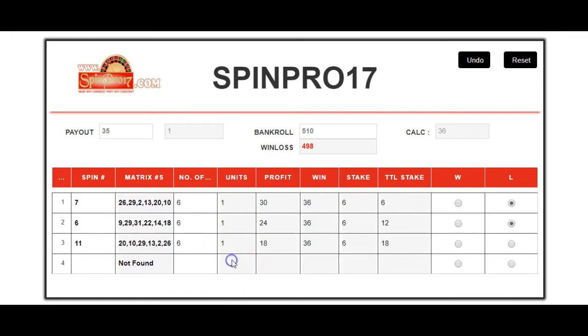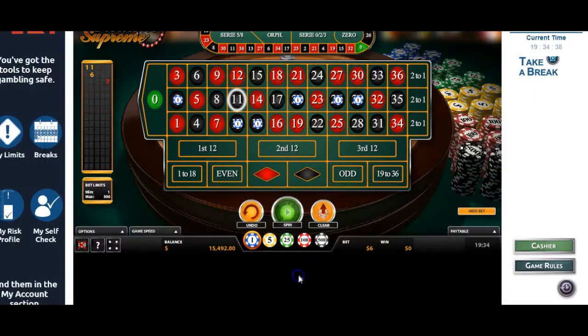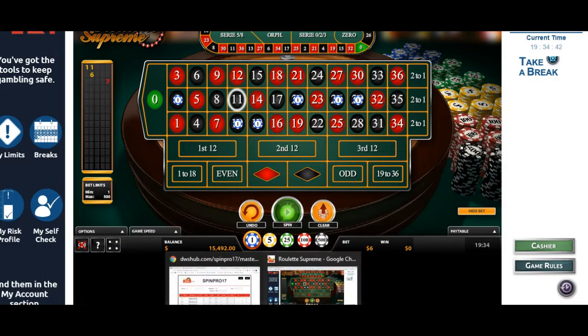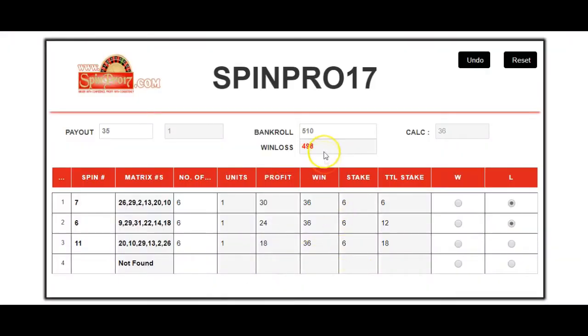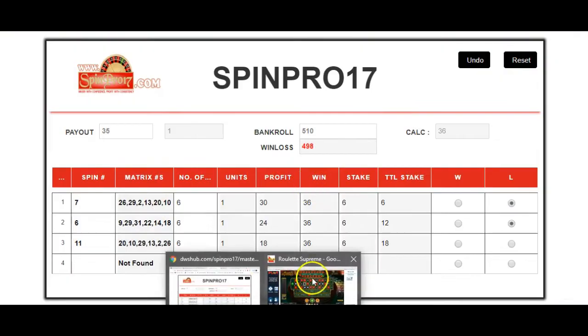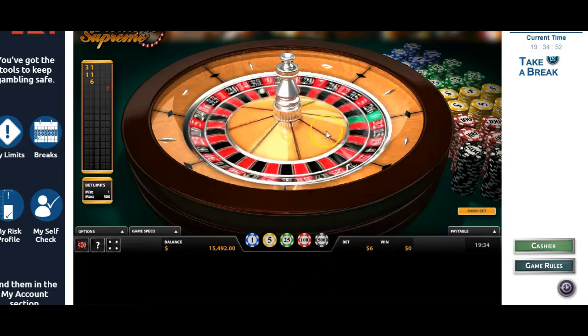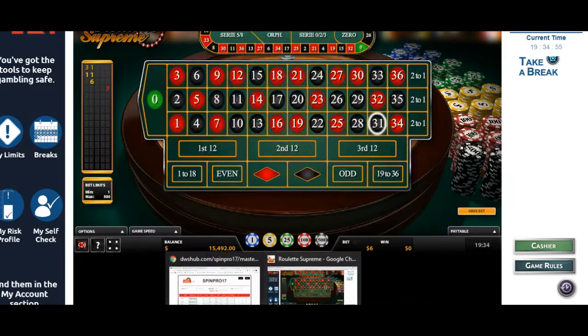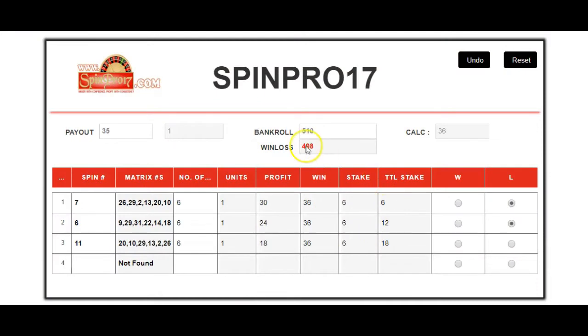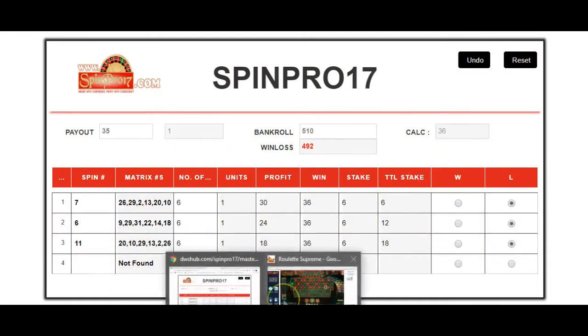Let's see what it's coming up with. It's still asking you for 1. Okay, it's 492 because you've made that bet. So 31 came out. The original sequence of numbers, I believe, would have had the 31. So you have a loss. It says 492. Let's put that in here.